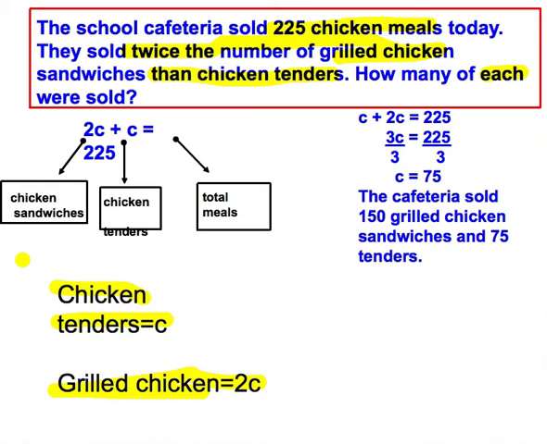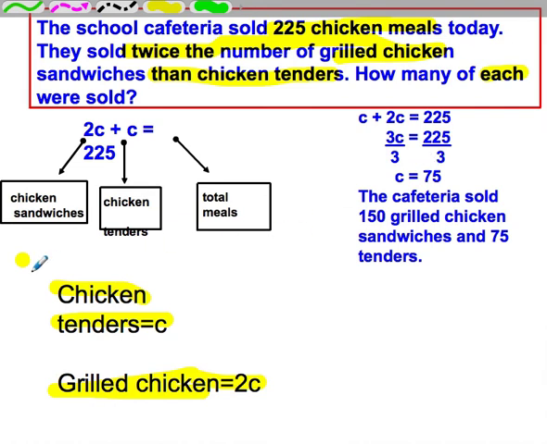So take a look at our example over here. C plus 2C equals 225. We're going to solve it just like our multi-step equations. You can combine these two to become 3C. Now it's a one-step. We divide both sides by 3 and get C equals 75.